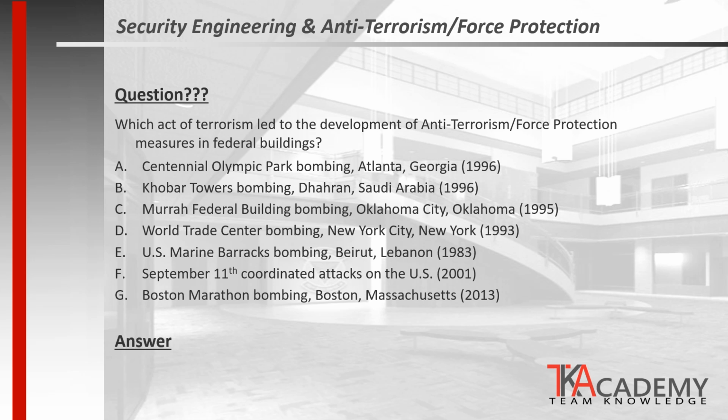The answer? C. The Murrah Federal Building bombing in Oklahoma City in 1995. After that event, the government developed anti-terrorism force protection measures to protect federal buildings from terrorist attacks.